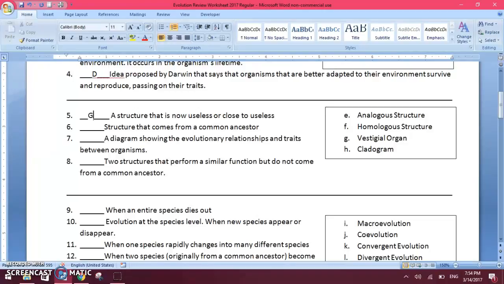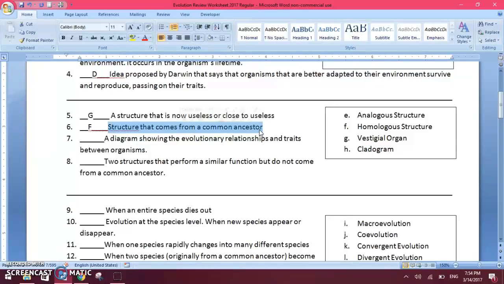So the reason we have a tailbone and an appendix is because a common ancestor had one. All right, number 6, a structure that comes from a common ancestor. That'd be homologous structure.